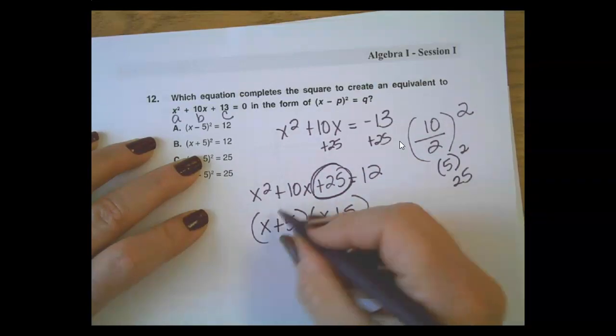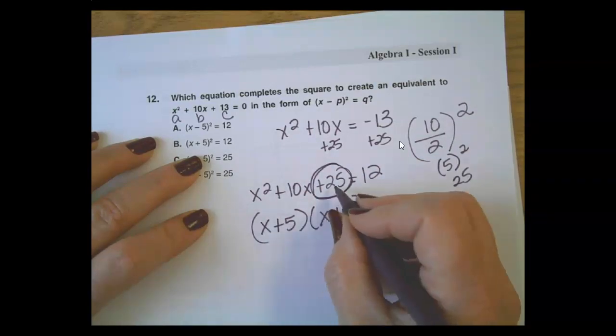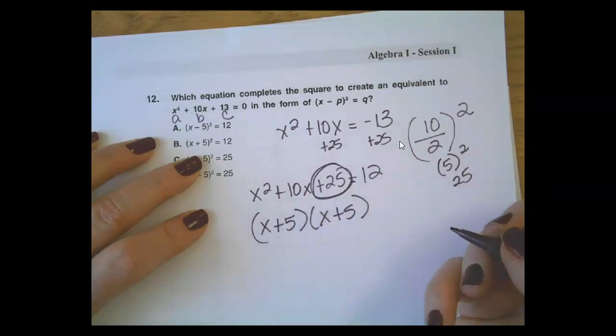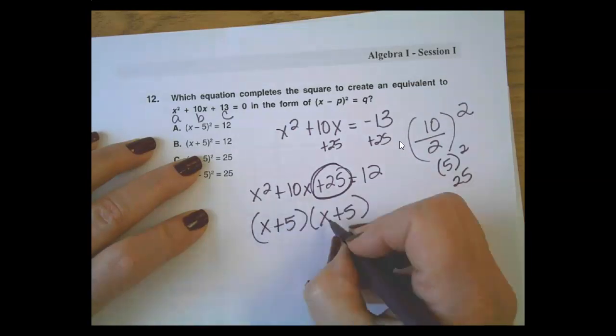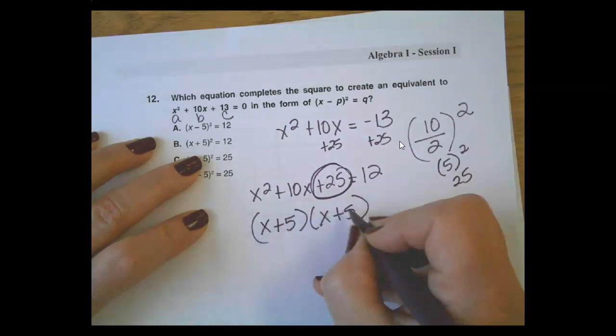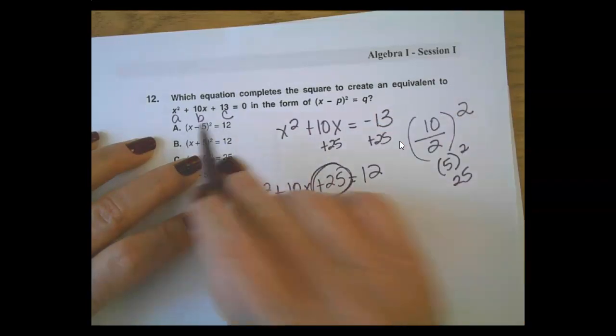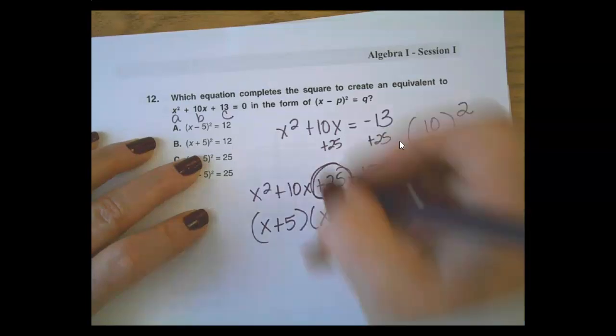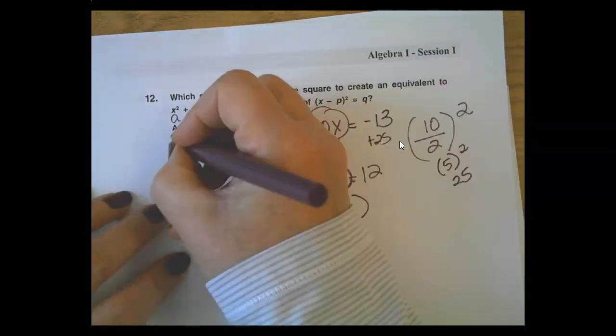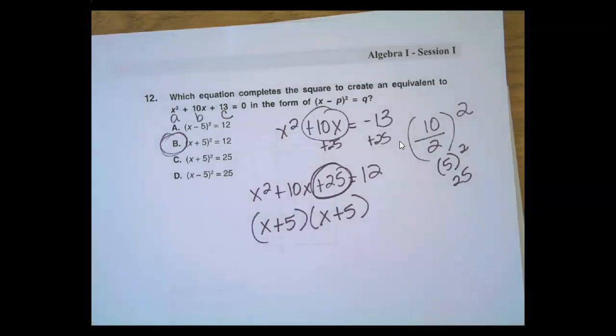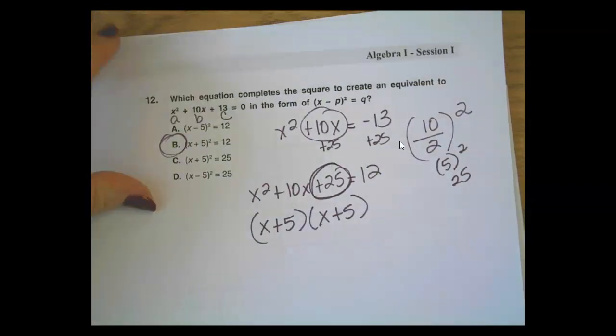So when I FOIL this, do I get this answer? So this would be x squared plus 5x plus 10x, because this was a positive 10x. If it was negative, it would be a negative 10x. But because it is positive, the answer is going to be B. Next.